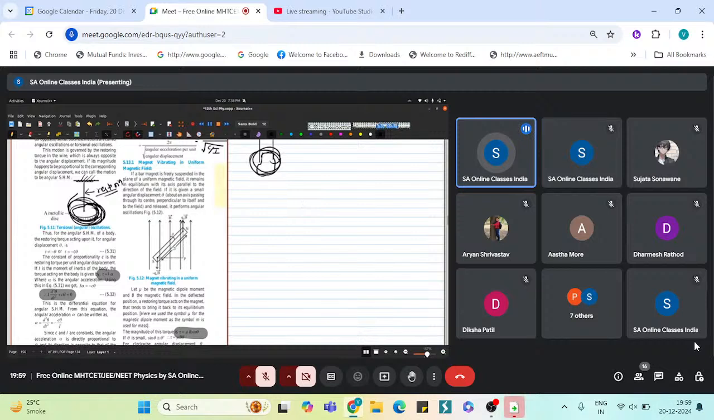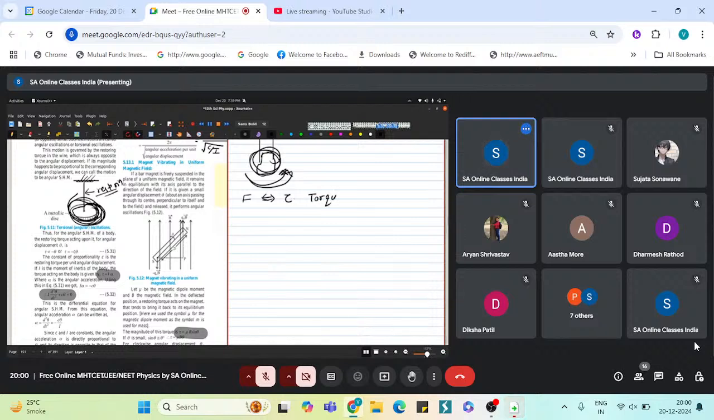And now this is the angular SHM, because now you're rotating, you're performing the motion of rotation, not just oscillation. And in the case of this rotational motion or angular motion, the concept of force will be replaced by the concept of torque.